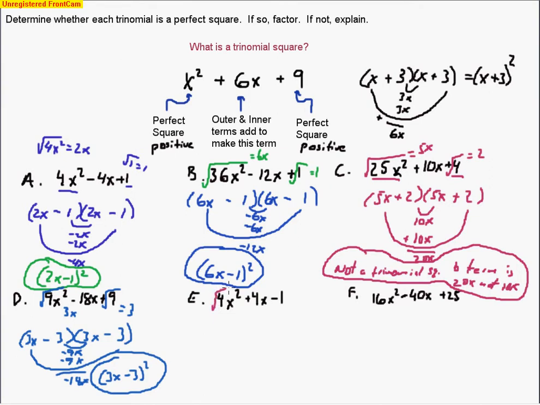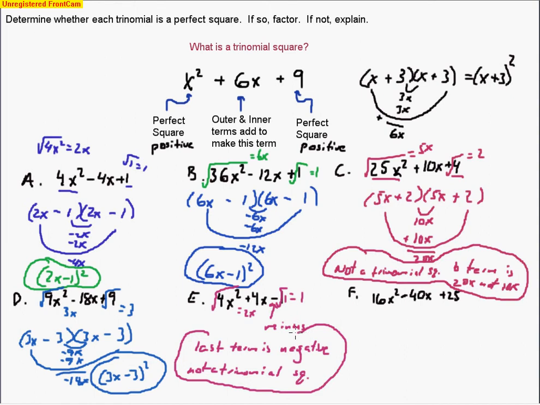Well, let's try the next one. Well, so far so good. 4x squared, that's a perfect square, makes 2x. 1 is a perfect square, makes 1, but there's a problem. Where's the problem here? Well, the problem is right here, this minus sign. That's the problem, because we can't have two numbers that multiply to make a negative that are exactly the same. So that's the problem, is that the last term is negative. So it's not a trinomial square. And so the first and last terms have to both be positive for it to be a trinomial square.